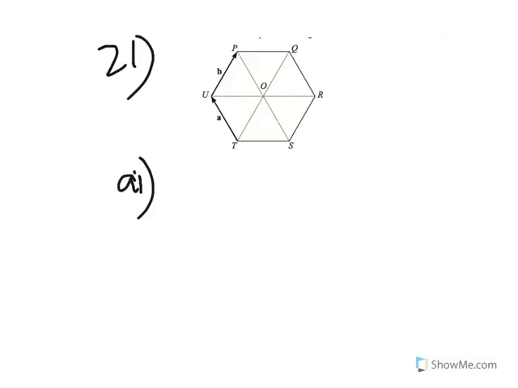Alright, so 21, it's about vectors. It's my favorite and it's a fun kind of topic. So here we have a hexagon made of 6 equilateral triangles of side 2.5, and the vector TU is A, and the vector UP is B.